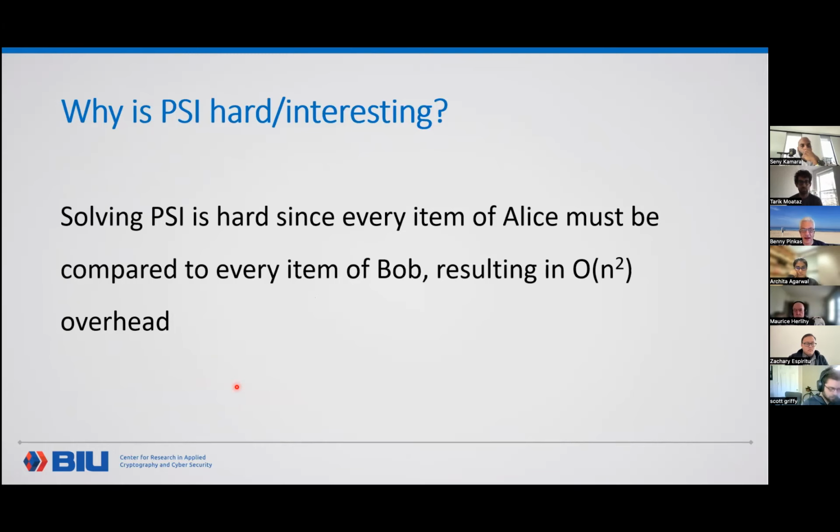Now, why is PSI interesting and why have I worked on it so much? Unlike other problems of secure computation for which generic solutions are sufficient, in PSI you need to compare every input of Alice to every input of Bob. So naively, you have to do n-squared comparisons, which is a lot if n is a million. Trying to overcome this and get to something close to linear is quite challenging, and over the years we used quite a few techniques to achieve that.